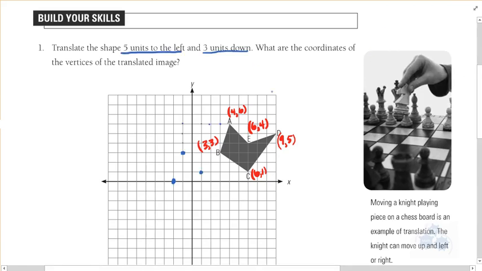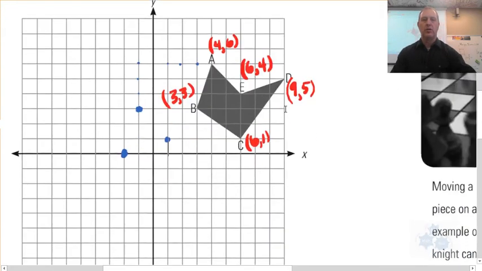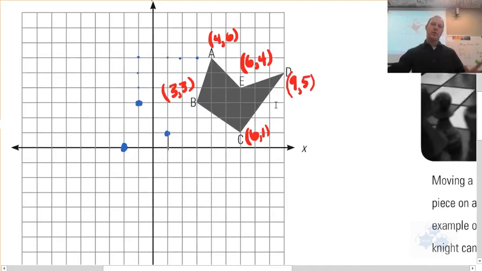So there's a few different ways you could do this. You could take each point and literally go 5 left and 3 down, 5 left, 3 down, and plot the points. Or if you want a little bit of a shortcut, you know that the shape doesn't change shape or rotate or anything. So check this out. A and E are 2 units over, 2 units down. So if I know this is A prime, I go 2 units over, 2 units down. That's E prime. So that might be a little easier to do.